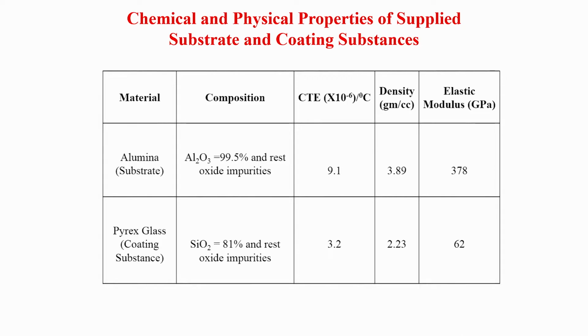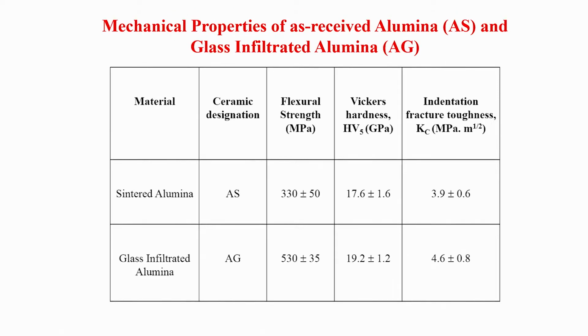and you can have 99.5% purity alumina, which has a coefficient of thermal expansion of 9.1 × 10^-6 K^-1, and these are the standard numbers for elastic modulus and density. Now, we use two types of materials: one is the sintered alumina and another is glass infiltrated alumina. AS is the as-sintered and AG is the alumina glass infiltrated material. There is an increase in the flexural strength, and this increase must be because of the compressive stresses generated on the glass infiltrated alumina because of the glass infiltration.